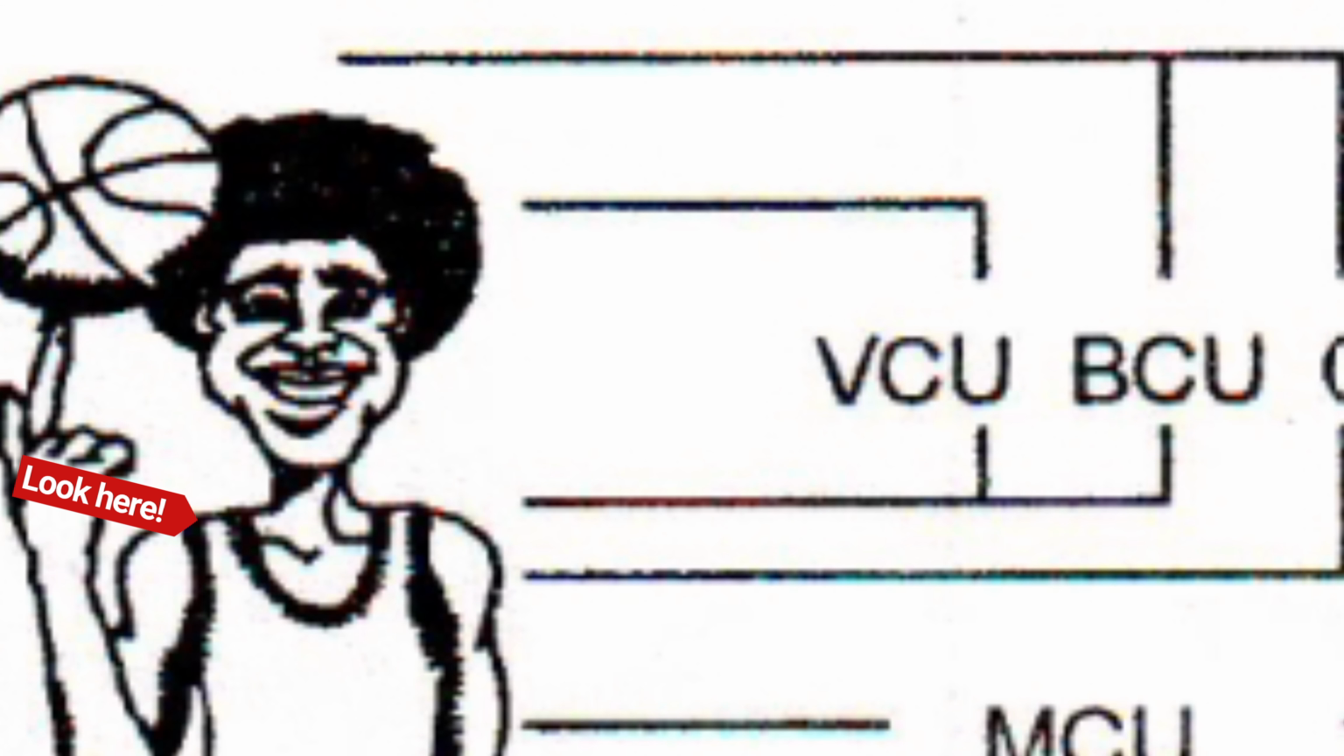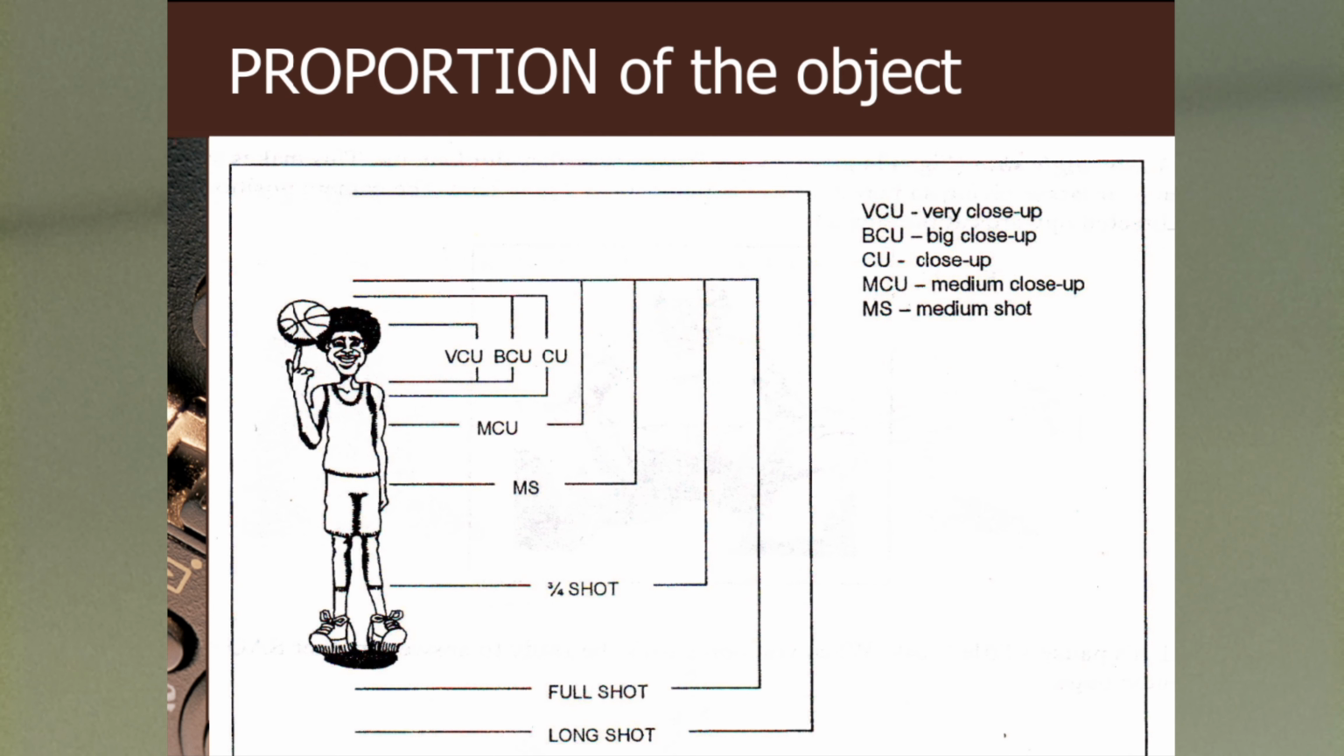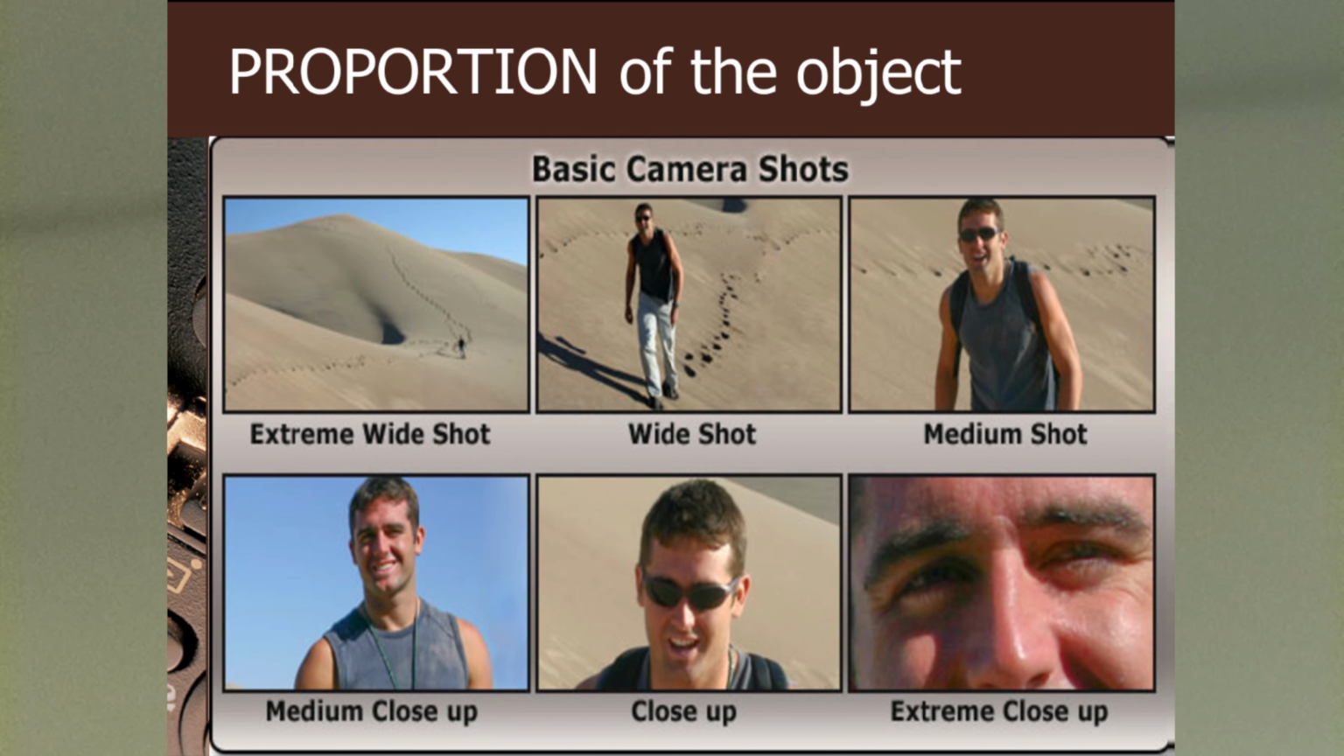BCU or big close-up is from the shoulder and just above the head or it is a little tighter close-up shot. VCU or very close-up shot from the shoulder to the forehead or hairline. Bald people have better look with this shot than showing their entire head. Here's an actual shot showing various proportions of a man's body.